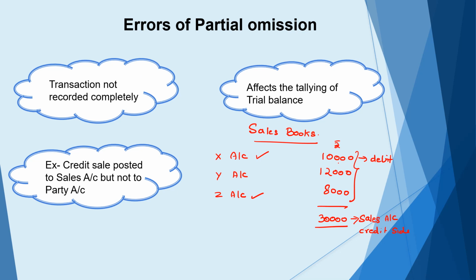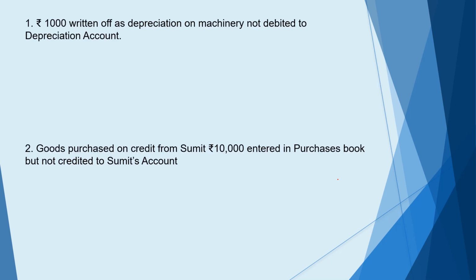Therefore, the debit side total would be less by this 12,000. This 12,000 posting into Y's account has been omitted. So this is a case of partial omission. I hope now the error of partial omission is clear. Now let us understand it with two more examples I've given here.